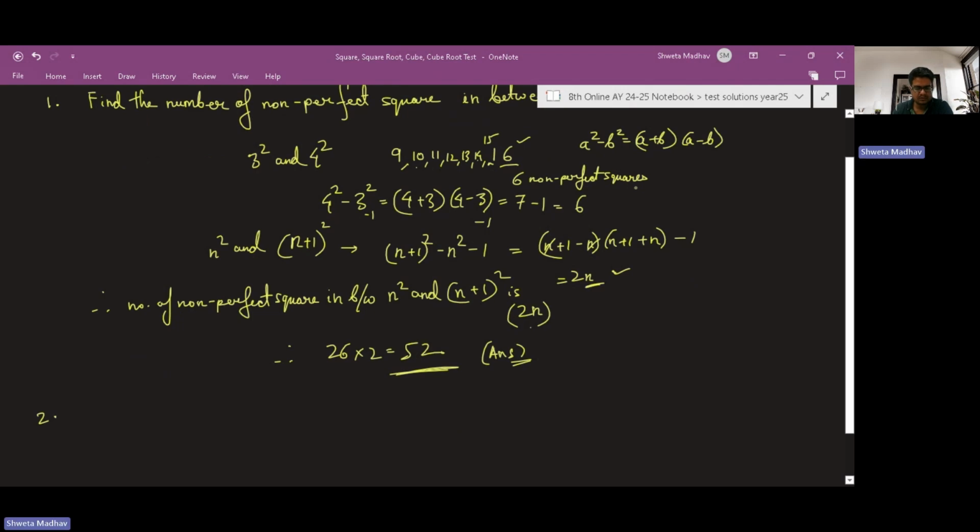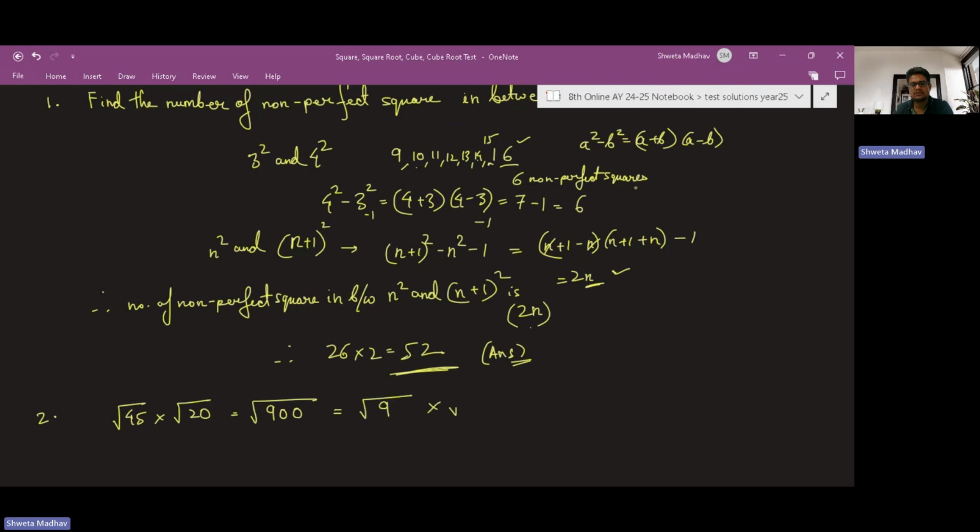Question number 2 is to find the square root of 45 into 20. So we have to find square root of 45 into square root of 20. So that will be square root of 900. So this will be square root of 9 into square root of 100. So this will be 3 into 10. So that is 30. 30 is the answer.